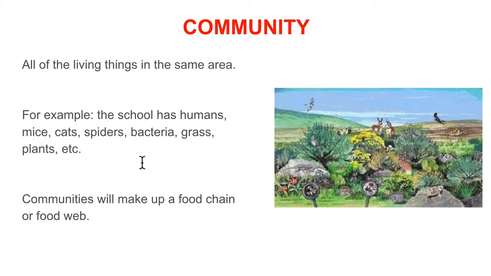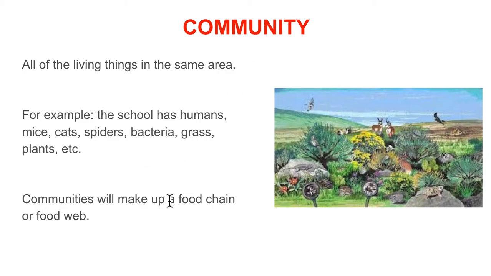And we have a community in the school, right? Our school has humans. We have a lot of mice, and then the cats are there to eat the mice. There's spiders all over the place. There's cockroaches, a lot of bacteria that live around here. There's grass outside, some trees. So all the living things within our school, well, that would be a community.